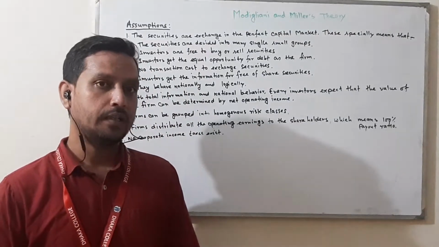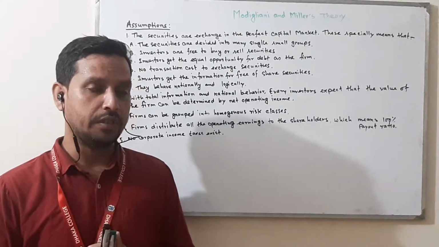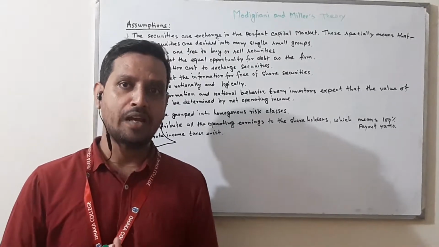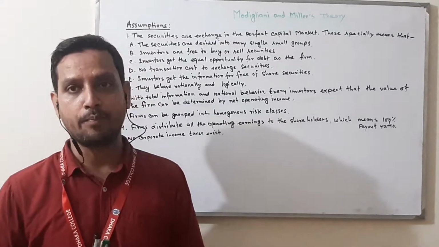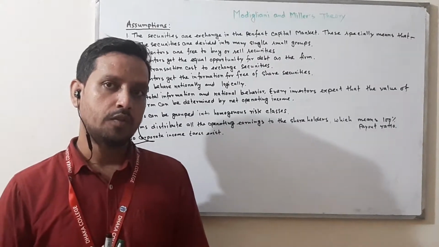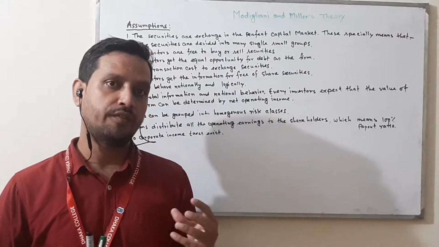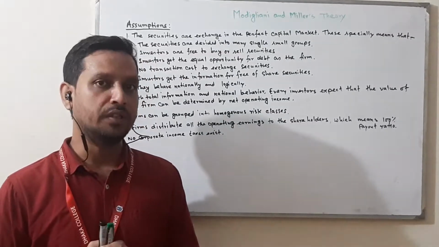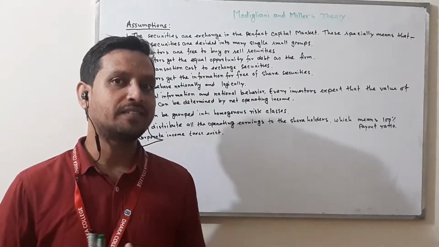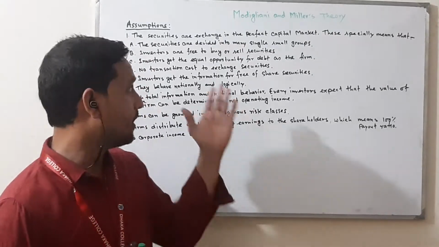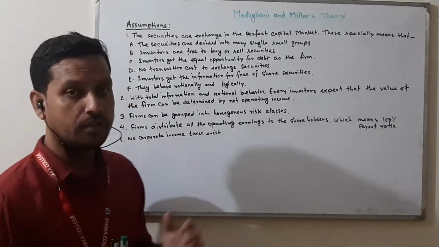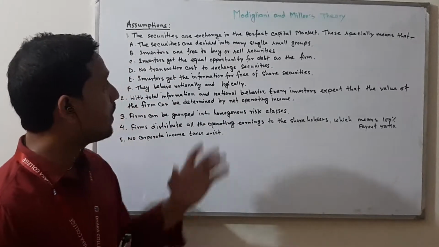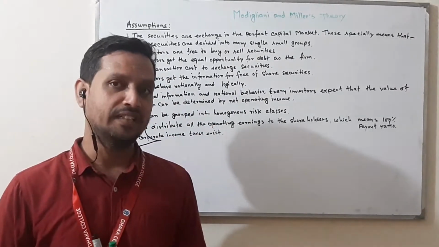Dear students, any theory depends on some assumptions, like the NOI approach, the NI approach, or the traditional approach. So every approach has some assumptions. This theory also has some assumptions, which are written on this board. So let's see what the assumptions of the Modigliani and Miller theory are.